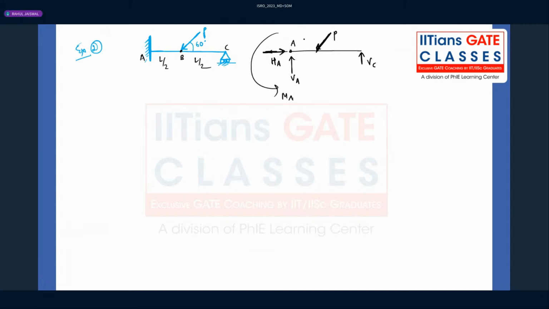P. Why will a horizontal reaction HA be coming? Because if you resolve this particular external force, there will be P cos 60 acting in the horizontal negative x direction. So in the positive x direction, some support reaction force must be coming. Then how many unknowns are there?